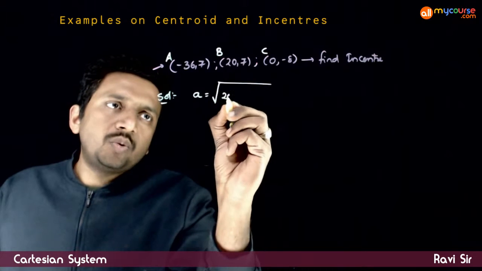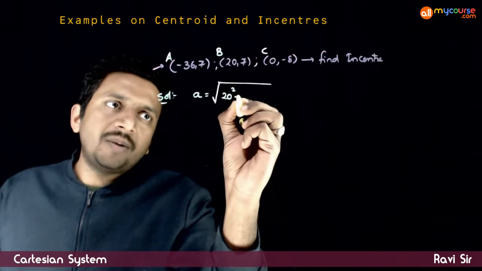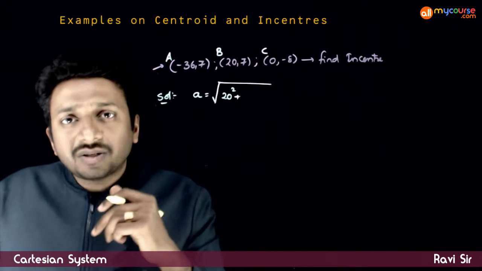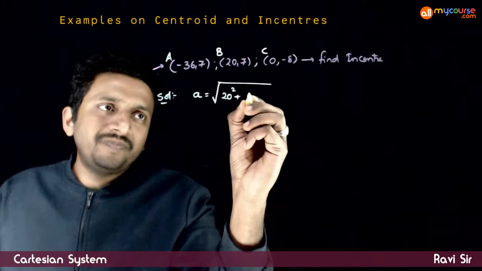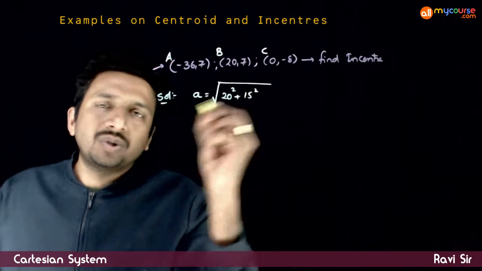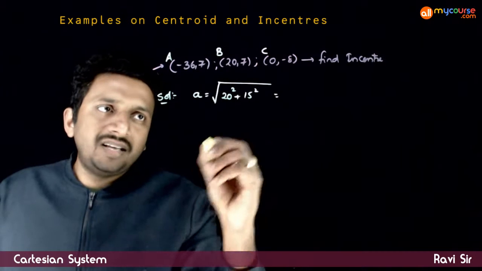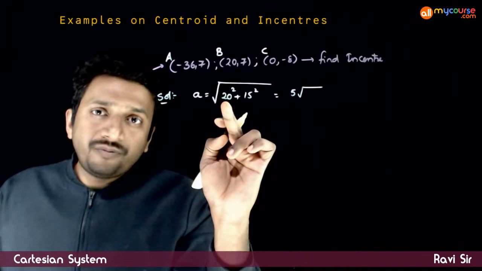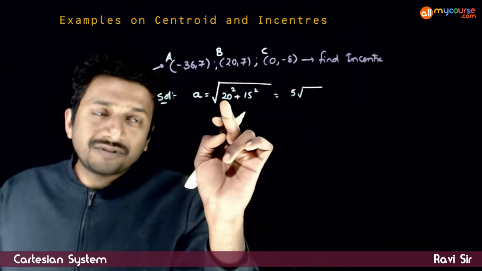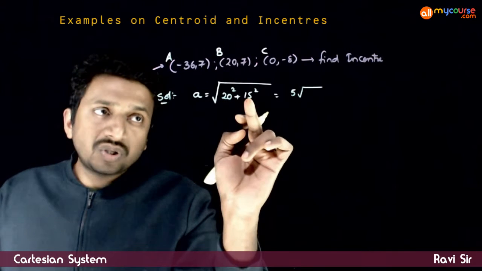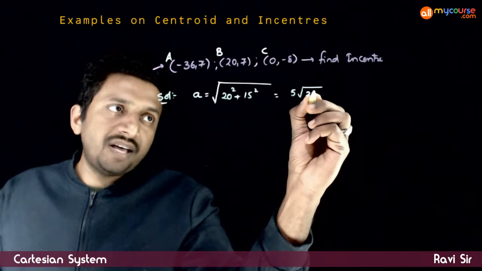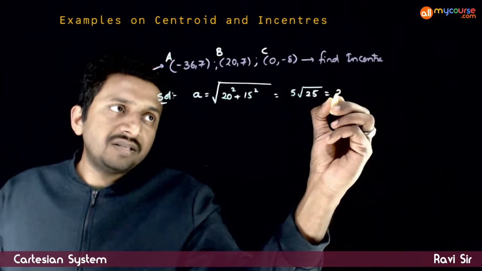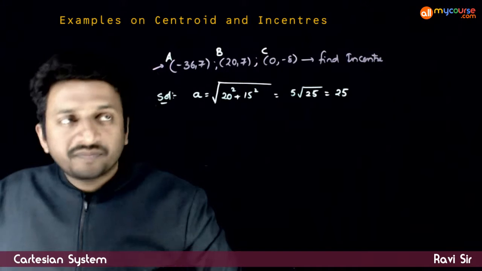That is 20 minus 0, 20 square plus 7 minus of minus 8, which is 7 plus 8, that is 15 square. That is equal to, if you take a 5 common, you get root of 5 square times 4 square plus 3 square, that is 25. So 5 into 5 is 25.